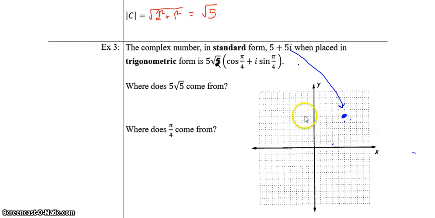Okay. So where does this 5 square roots of 2 come from? Well, if we look at that, your absolute value, your r. How about pi over 4? What do you think pi over 4 is? That angle right there. So pi over 4 is the angle, and this is the absolute value.